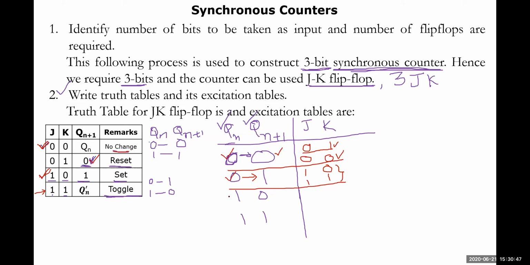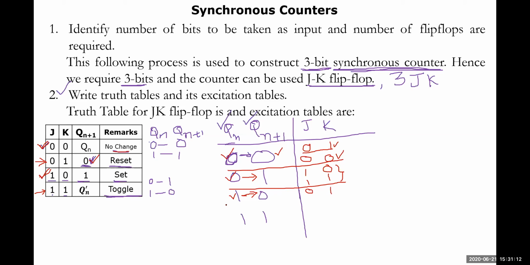Now, thirdly, the present state is 1. What kind of inputs might J and K take to get 0? Straight away, you have one input here. So the next state will be 0. You could see this is the specification. If J equal to 0 and K equal to 1, straight away 1 to 0 will come across.